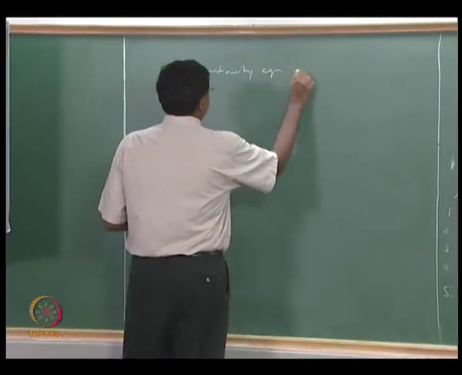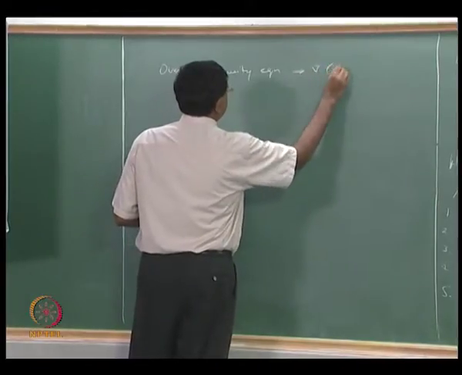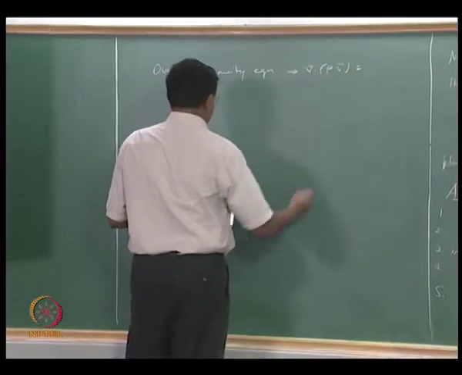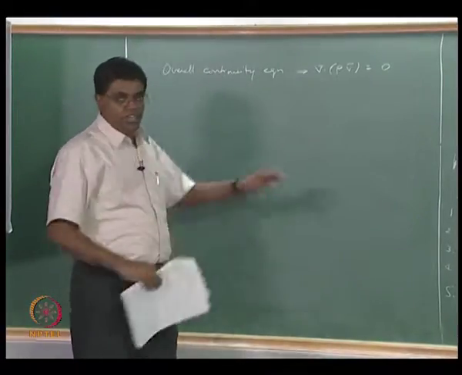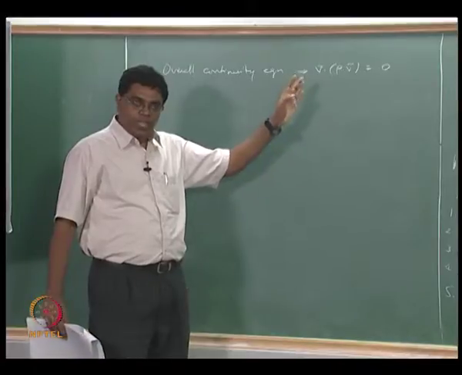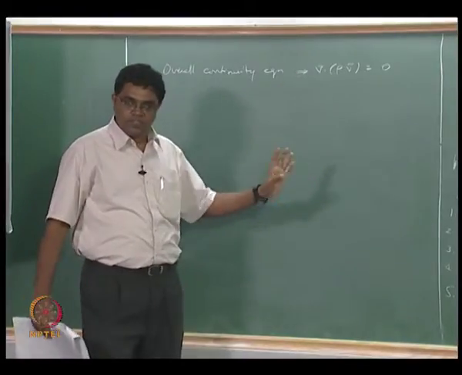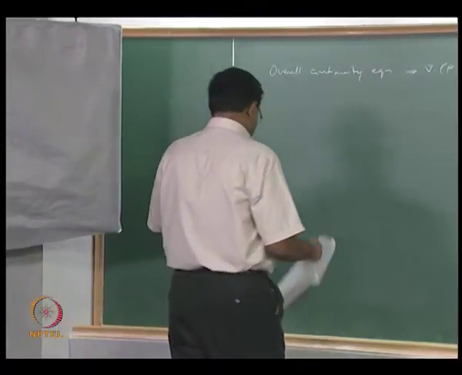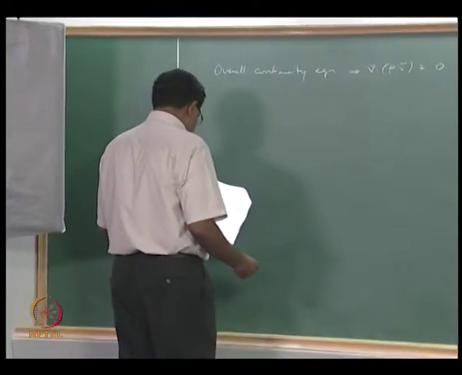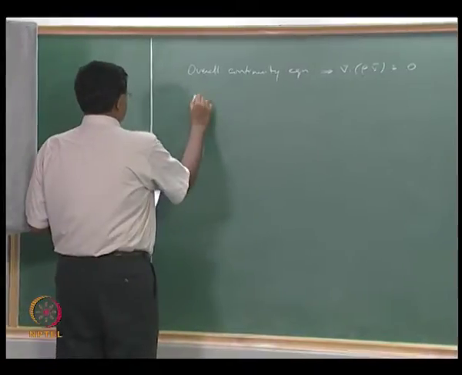It simply leads to divergence of rho v vector is equal to 0, right. We still deal with 3D. We will have a vector form of equations, so that means it's a three dimensional formulation, no assumptions on that, right.